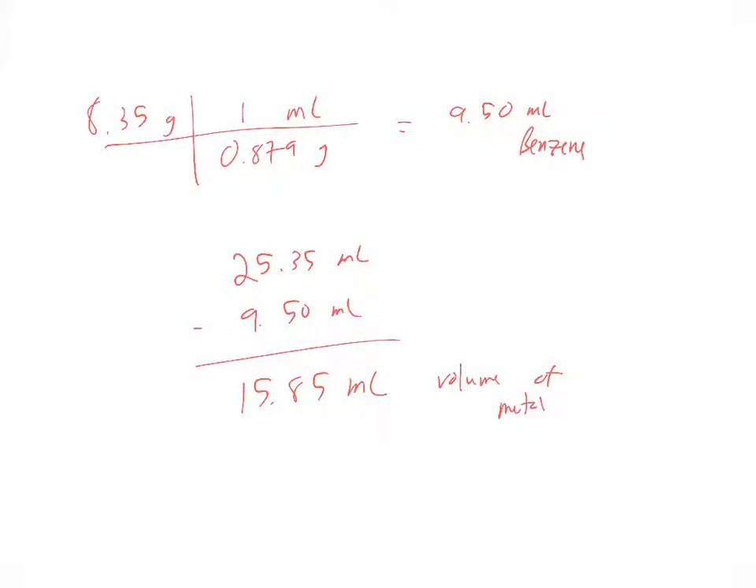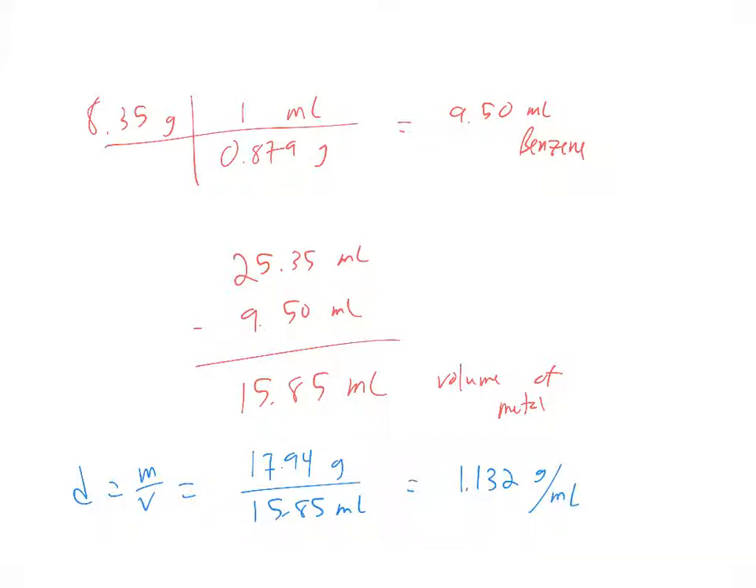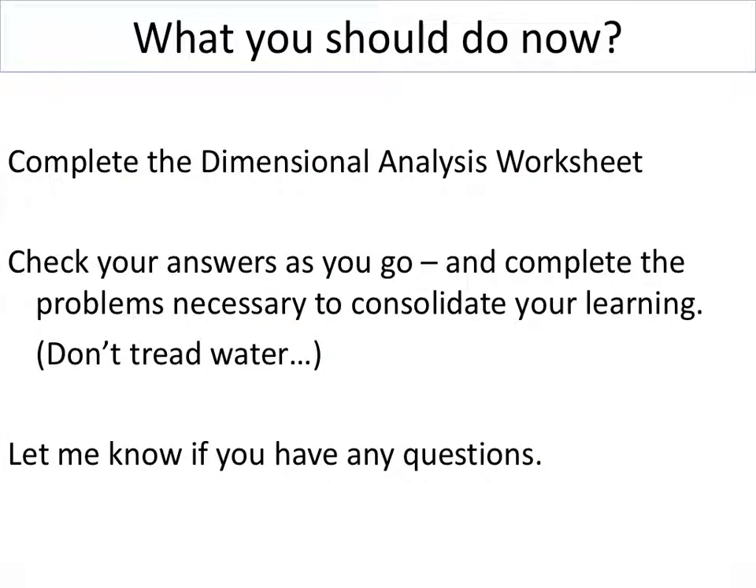And I know that density is mass over volume, and the mass is 17.94 grams. The volume was 15.85 milliliters. So I have 17.94 divided by 15.85, and I get 1.132 grams per milliliter, because I can keep four significant figures. So that was kind of an interesting problem. We had to really think about the information that was given in the question and how we could use that to solve the problem.